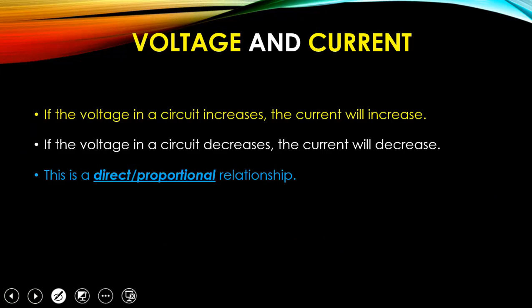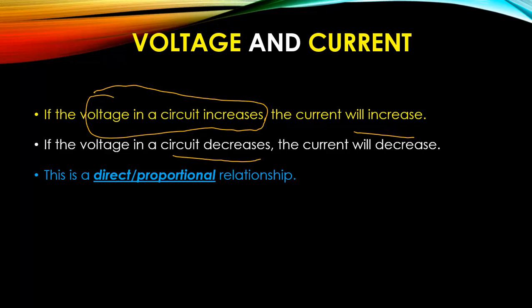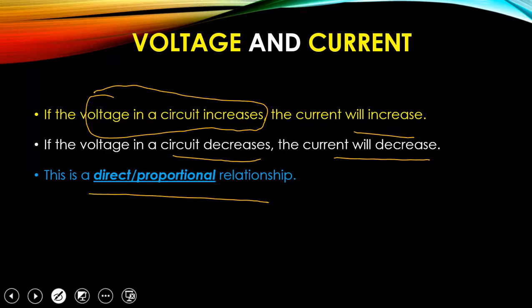Okay, let's complete. Now we will talk about the voltage and current. If the voltage in the circuit increases, the current will increase. This is from the Ohm's law equation. Ohm's law states that the electric current intensity between two points is directly proportional to the voltage. This means that if the voltage increases, the current increases, and if the voltage decreases, the current will decrease. We call it a direct proportional relationship.